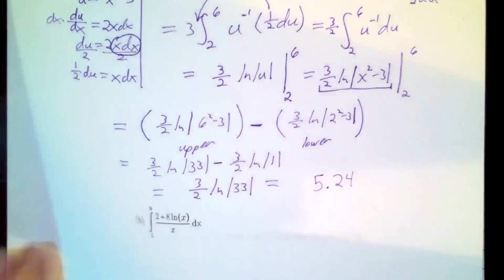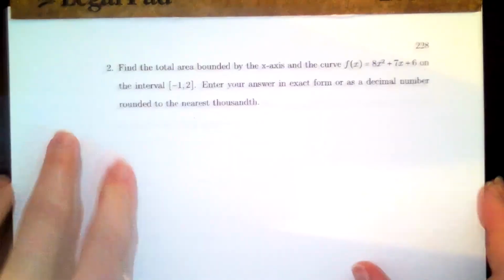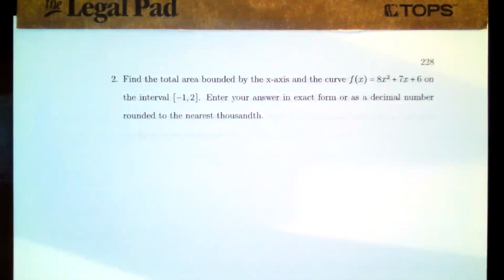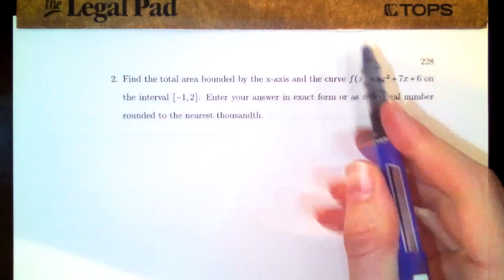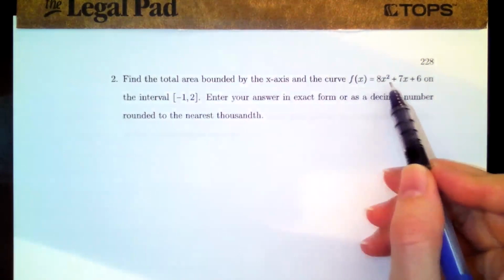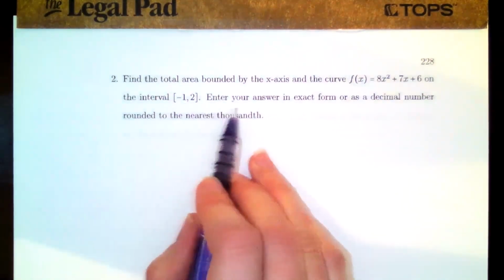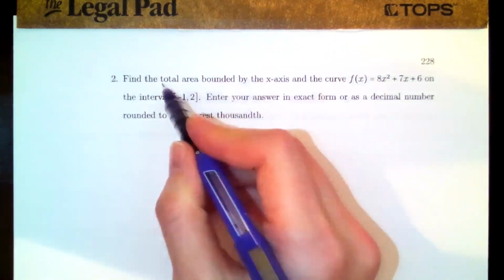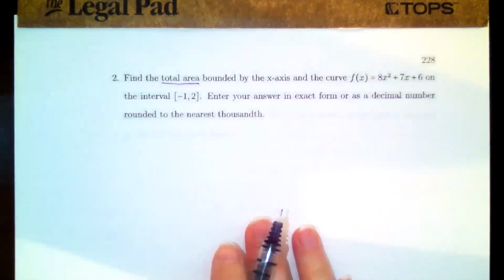All right, let's move on to our next problem, which is problem 2. Now this is where they start to have us do integrals, but they put them in a word problem, assigning meaning to them. It says find the total area bounded by the x-axis and the curve 8x squared plus 7x plus 6 on the interval -1 to 2. Enter your answer in exact form or as a decimal. So when they say find the total area bounded by the x-axis and the curve, they mean the area.